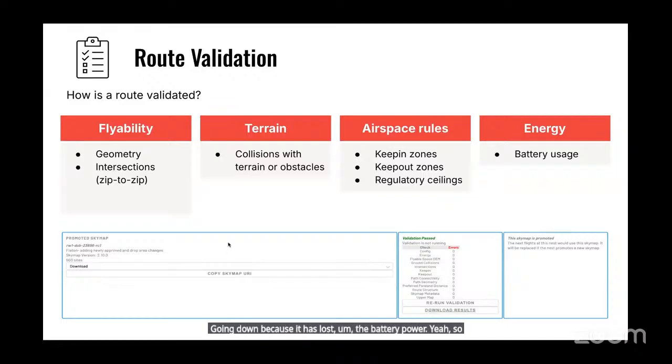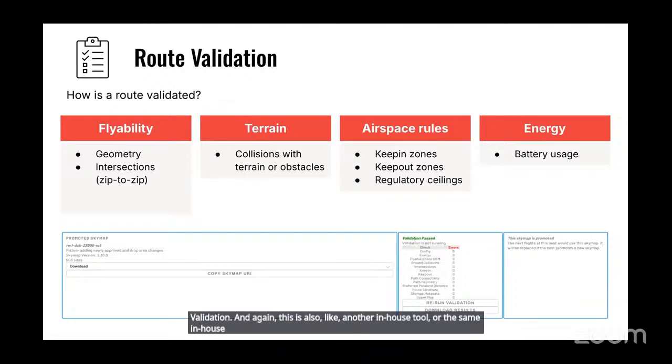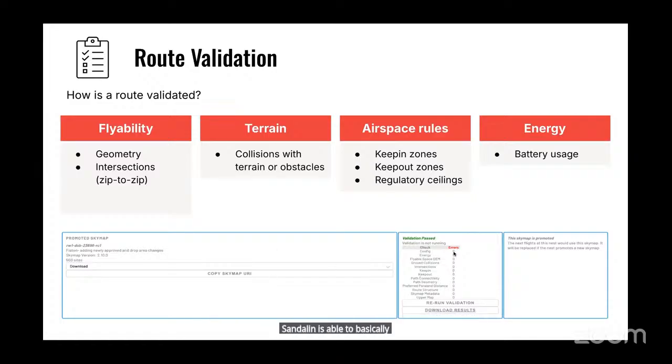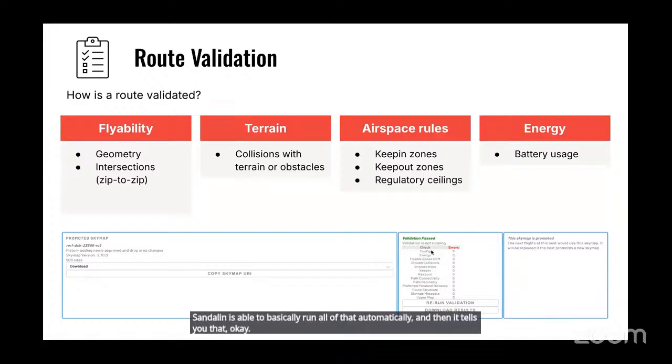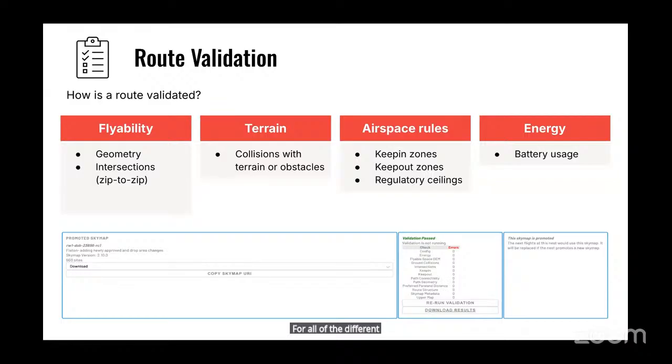Once we run this validation, and again, this is the same in-house tool that we use called Sanderlin, Sanderlin is able to basically run all of that automatically, and then it tells you that okay, for all of the different parameters we are looking out for, they have passed. Once it is passed, that is when it allows you to make that route available for our flight operations team to use.